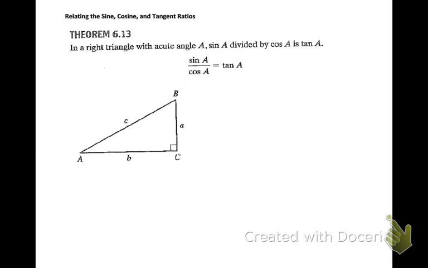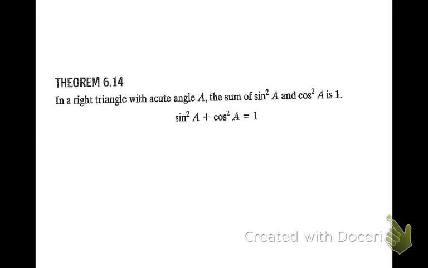Let's do another one. In a right triangle, acute angle A, the sum of sine squared A and cosine squared A is 1. All right, we're going to refer to the previous triangle that we just used.